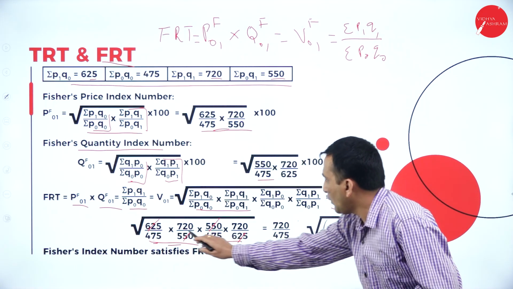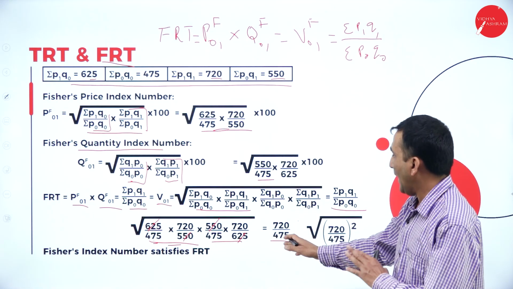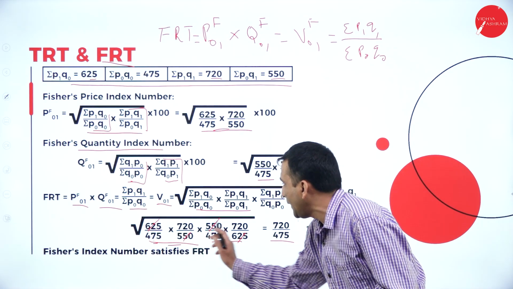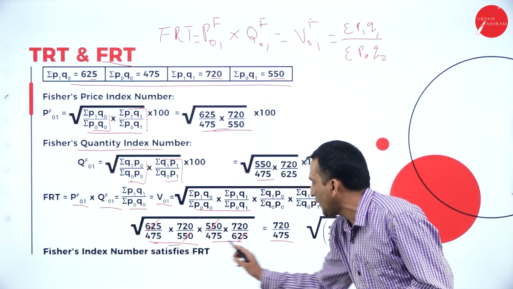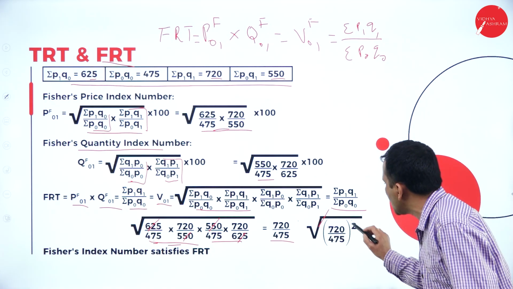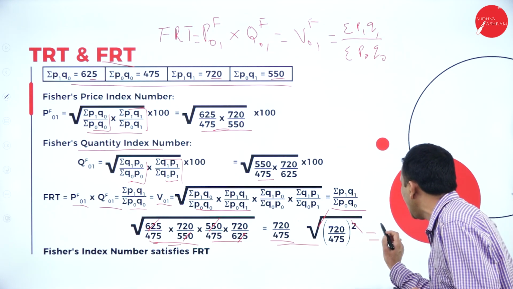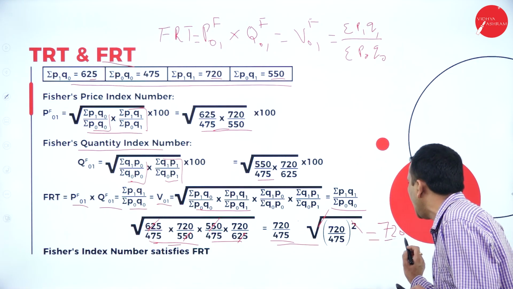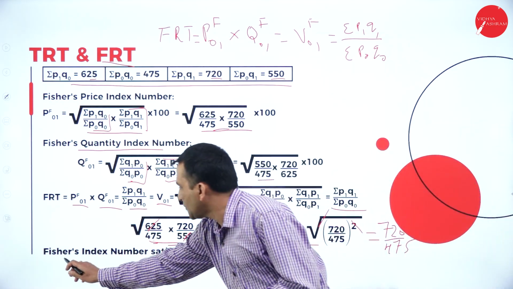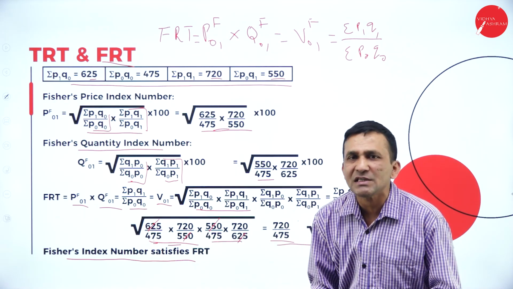So whatever we write related to V01, which is your value inside the square root, we are getting 720 two times and 475 two times. Now take the square root. Easily the square root and square will be cancelled, which is equivalent to the value index. If you write the value index, 720 divided by 475, so we can decide that the Fisher index number will satisfy FRT. In case of TRT also it is satisfied.